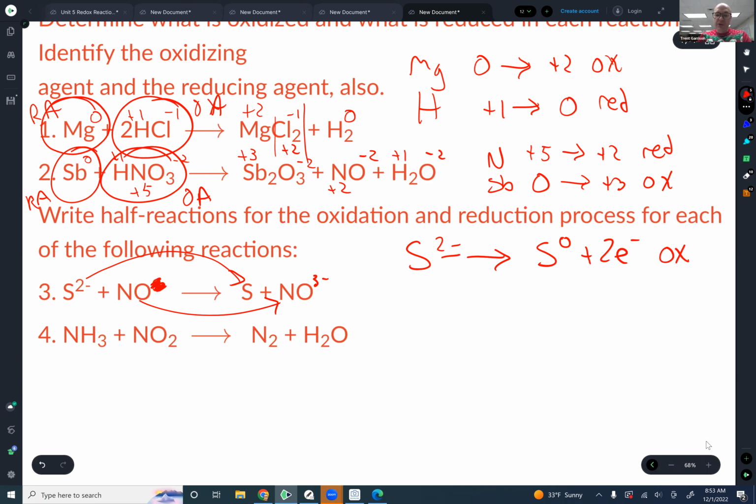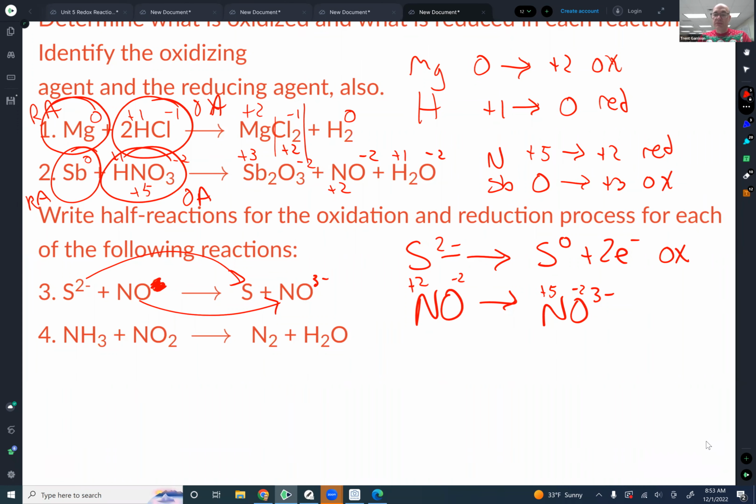On the second half reaction, I've got nitrogen monoxide, NO, and then on the right, I've got NO3-. So my charge of the oxygen did not change. What changed is my nitrogen went from a +2 to now a +5. It's becoming more positive. That means that it has lost electrons also. Well, that doesn't make sense. So I've got something else wrong here.